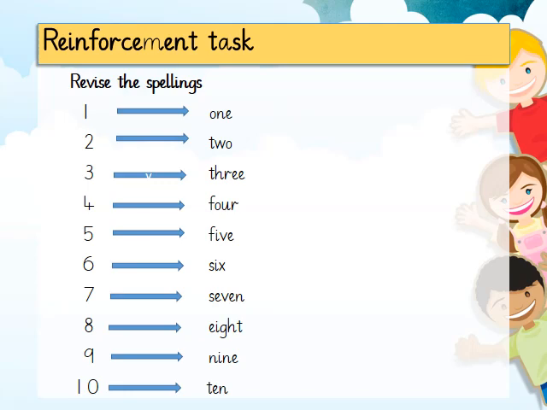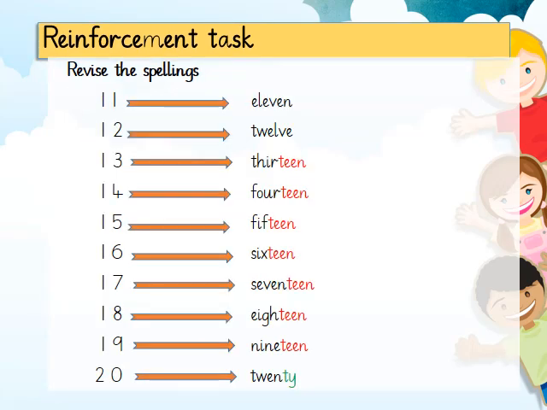Moving on with the reinforcement task, students, you have to revise the spellings of the numbers 1 to 10. Still with the reinforcement task, children, you need to revise the spellings from 11 to 20 as well. This is not at all difficult and it will help you for the upcoming lesson as well.